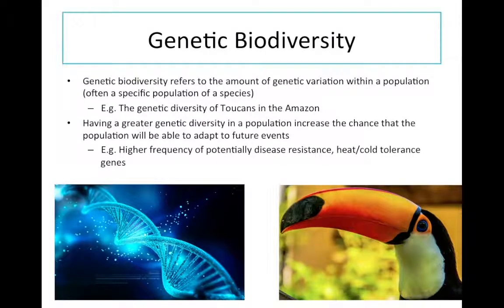Genetic biodiversity refers to the amount of genetic variation within a population. It's often a specific population of a species. So we'll take the toucan again. So for instance, the genetic diversity of toucans within the Amazon rainforest. Having a greater genetic diversity in a population increases the chance that the population will be able to adapt to future events. So a higher frequency of potentially disease resistance or heat-cold tolerance genes within a population. So it essentially future-proofs the population.